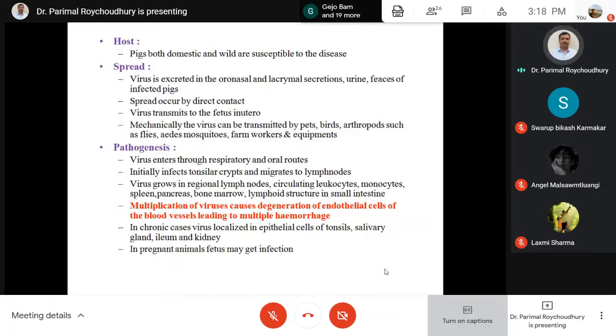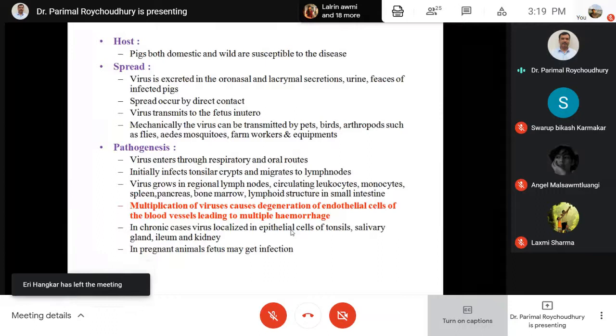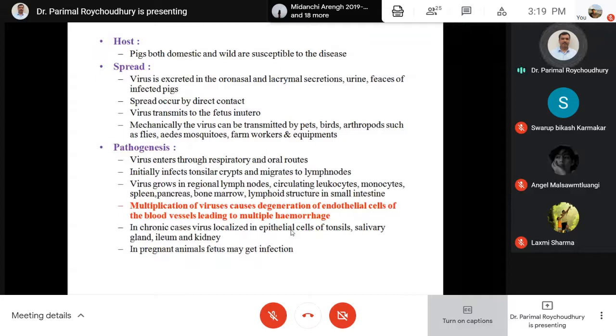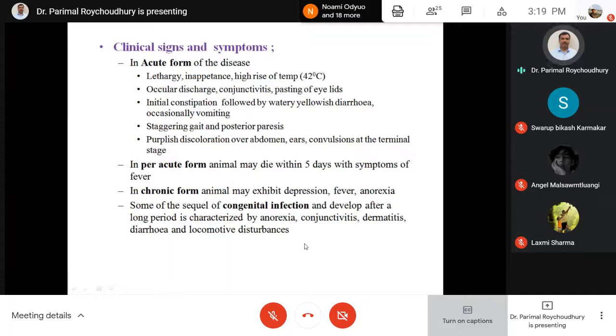So the pregnant animal may abort because of the systemic infection. And the epithelial cells, the hemorrhages that occur through the capillaries throughout the body, as a result we can see hemorrhagic patches on the body surface. So somehow it shows similarity with PRRS infections. Those have the common symptoms most of the time. However, when you go for the postmortem, certain basic differences we can observe.